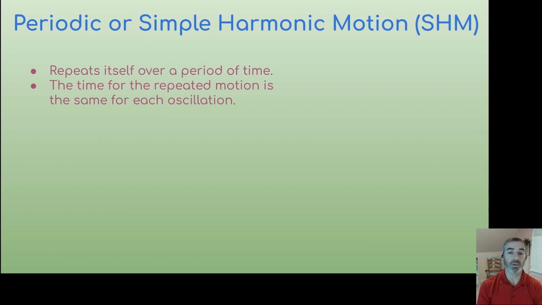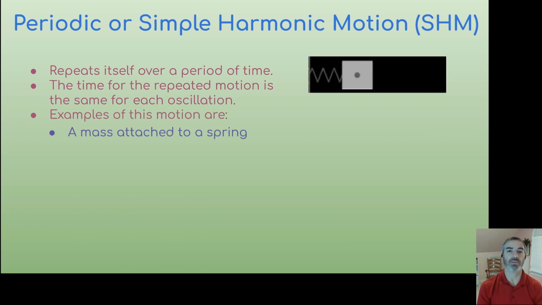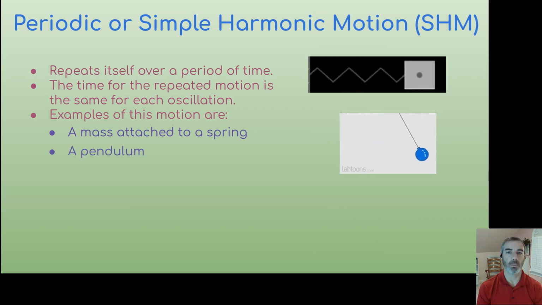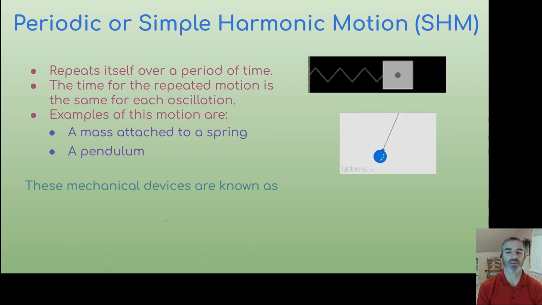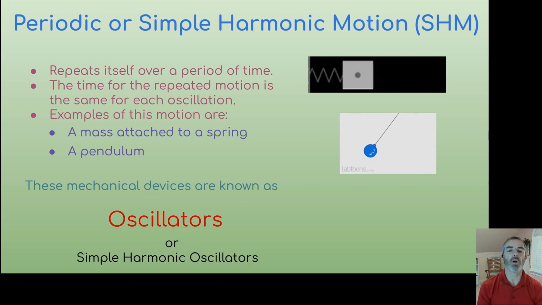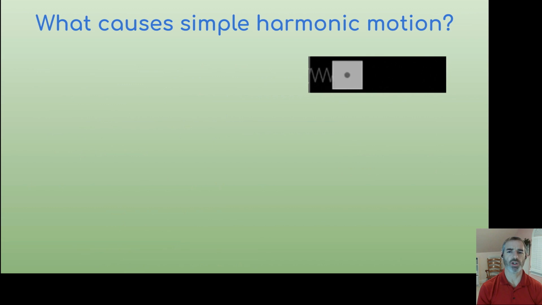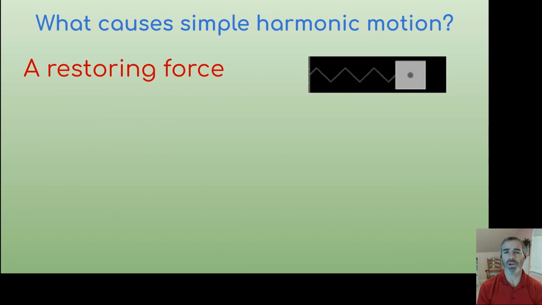A couple of examples of simple harmonic oscillators are a mass attached to a spring, which oscillates back and forth, or a pendulum that just swings back and forth. These mechanical devices are known as oscillators or simple harmonic oscillators. So what causes simple harmonic motion as the box oscillates back and forth with no friction? Well, a restoring force.